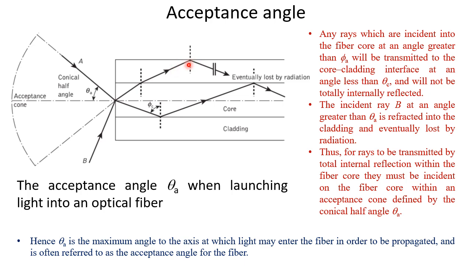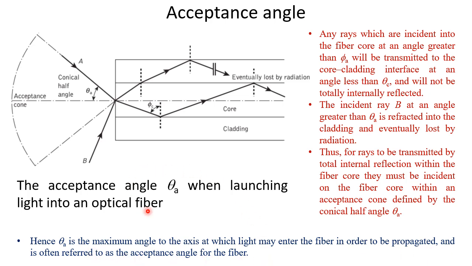That means there is a definite direction from which the light will be accepted by the fiber. And if we try to insert the light inside the fiber from another direction, it will not be accepted, right? And this angle is actually called the acceptance angle. So theta A is the maximum angle to the axis at which light may enter the fiber in order to be propagated, and is often referred to as the acceptance angle for the fiber.